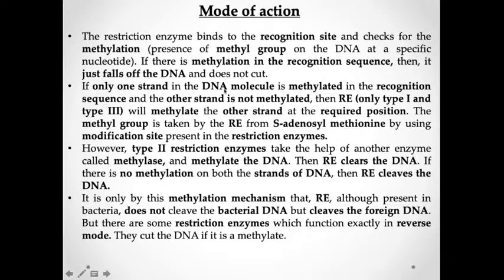If only one strand in the DNA molecule is methylated and the other strand is not, then only type 1 and type 3 will methylate the other strand at the required positions. Whereas type 2 restriction enzymes take the help of another enzyme called methylase, which methylates the DNA, and then the restriction enzymes cleave the DNA. Restriction enzymes are present in the bacteria, but by this methylation mechanism they do not cleave the bacterial DNA but cleave the foreign DNA. That's the difference between eukaryotes and prokaryotes.